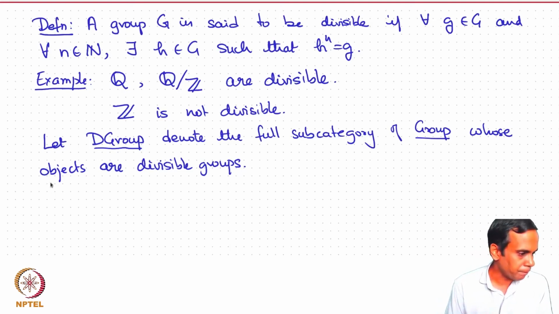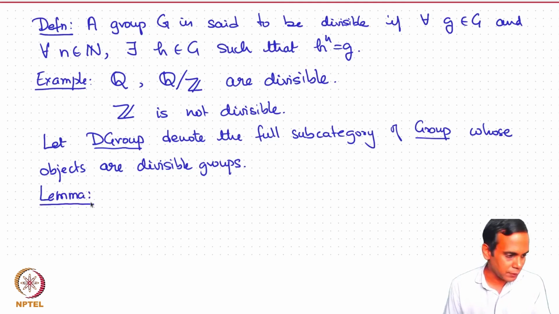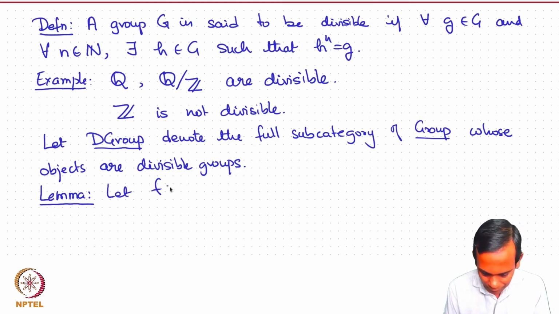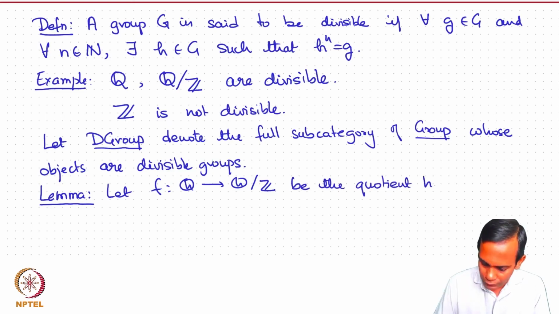So to do that, let's first prove a small lemma from which it will become clear that not all monomorphisms are injective. So the candidate monomorphism that is not injective is the following map: f from Q to Q mod Z, just the quotient map. The quotient homomorphism.